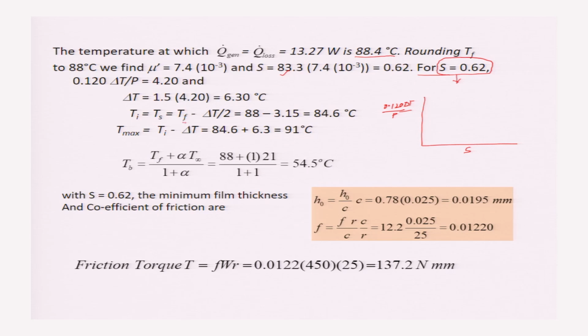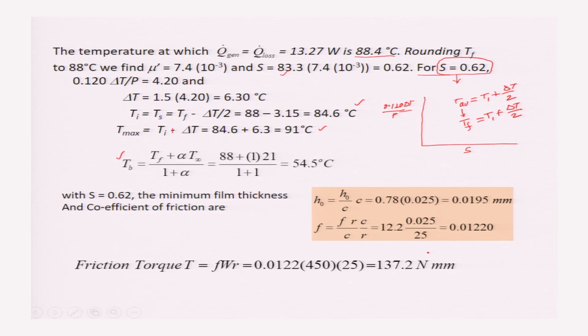The average temperature of the lubricant is equal to T1 plus delta T divided by 2. This T average was the TF that we obtained here. So, TF is T1 plus delta T divided by 2, and so the inlet temperature will be TF minus delta T divided by 2. So, this is obtained. T maximum will be Ti plus delta T, and that is 91 degree centigrade, and that is within the limit. So, then we get the TB.